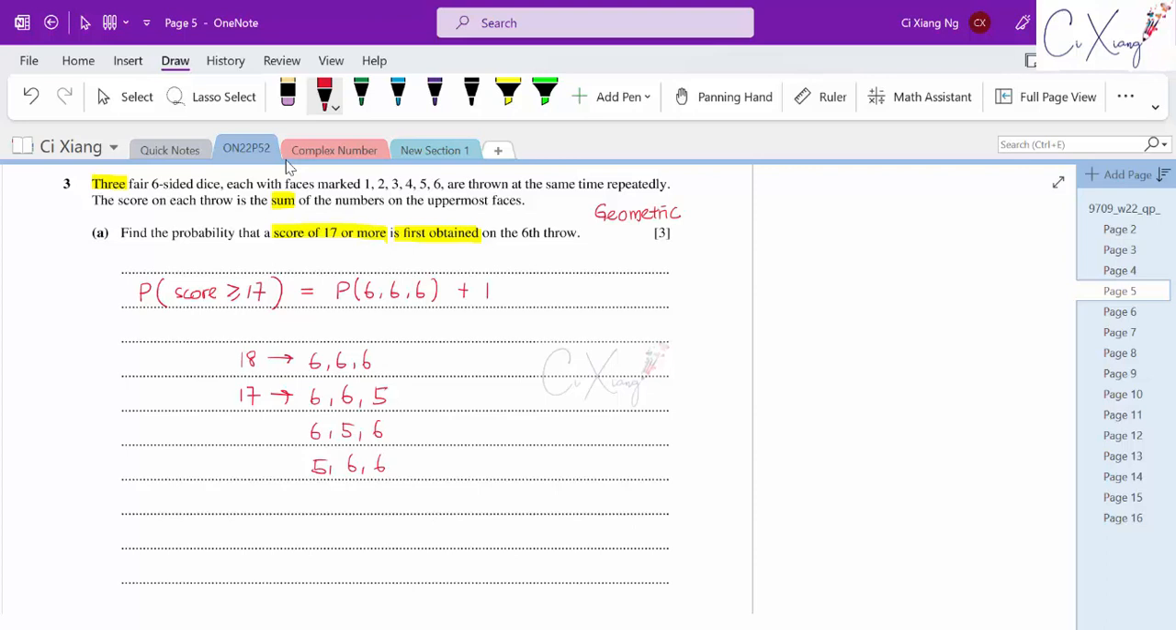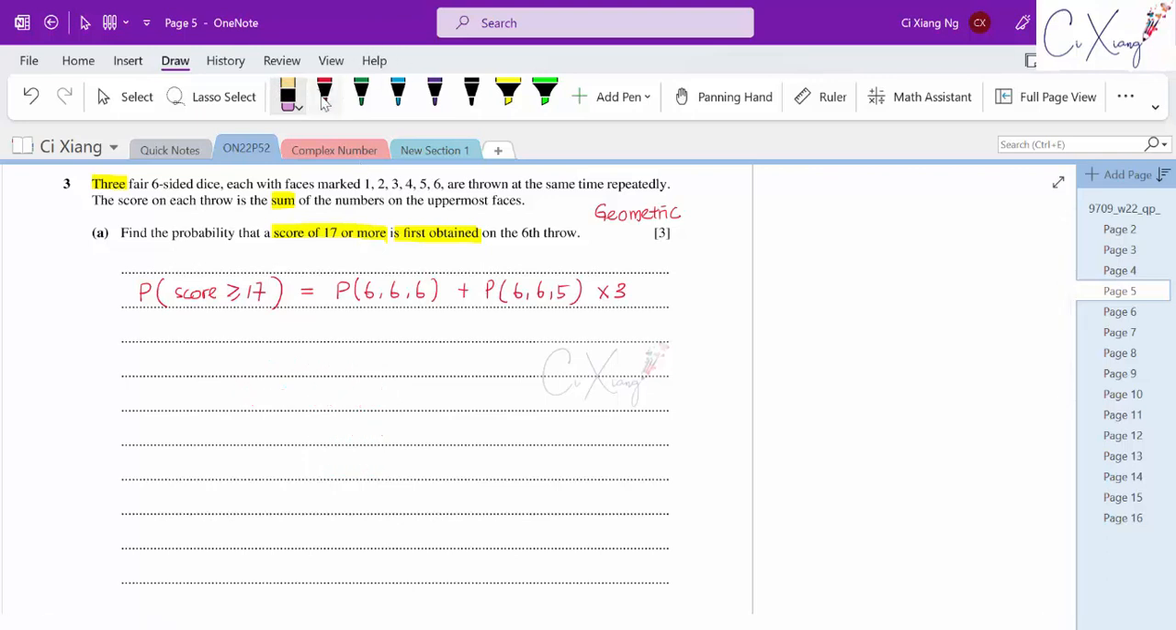So to summarize, I have 665, and I need to times it by 3 because I have 3 possible cases with 665: 665, 656, and also 566. Alright. For this question, they're asking for a score of 17 or more, so I have only 17 and 18. These are all my possible cases already.